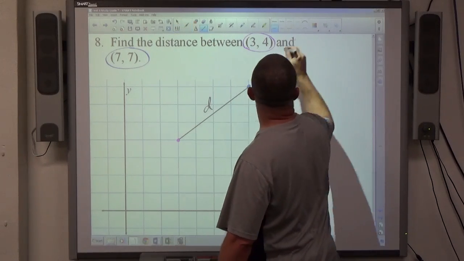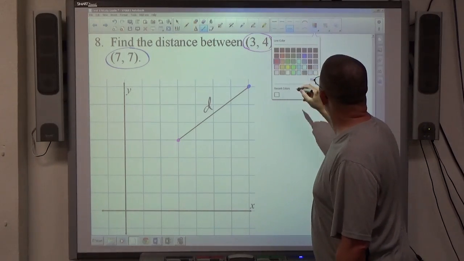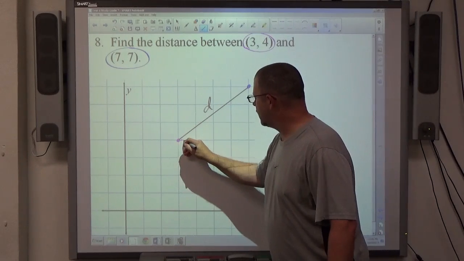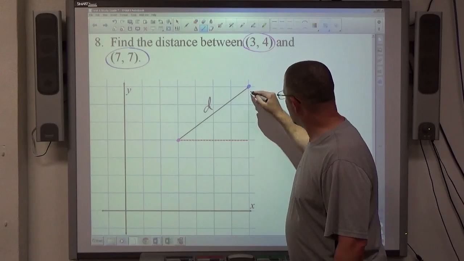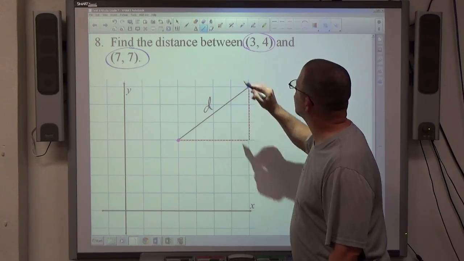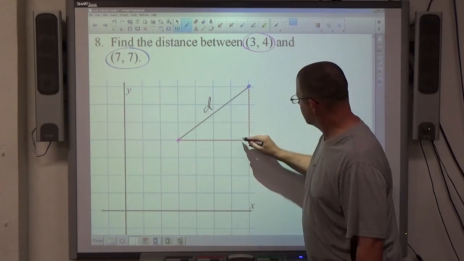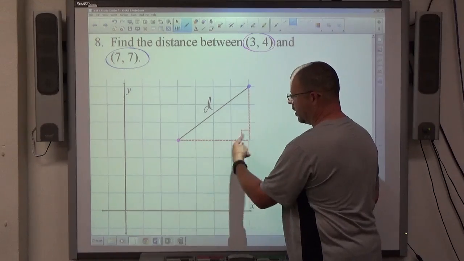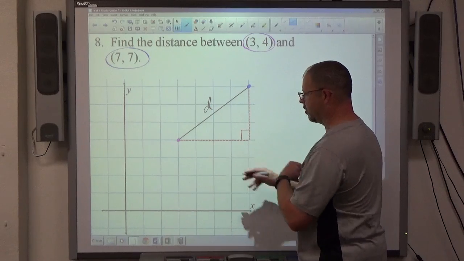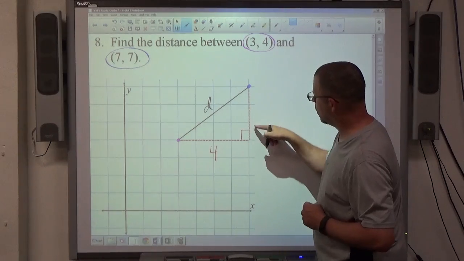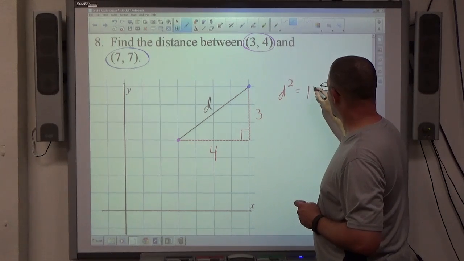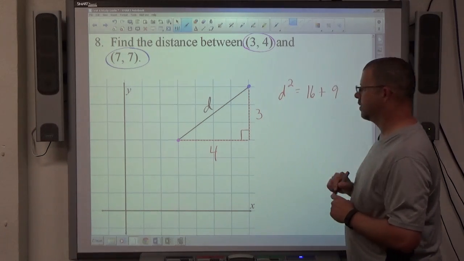And the way we find the distance between 2 points without using the distance formula is we determine how long that piece is and how long that piece is. So we create this right triangle and we find out how long the pieces are by counting spaces. So from here to here, 1, 2, 3, 4 spaces. From here to here, 1, 2, 3 spaces. D squared is equal to 4 squared plus 3 squared.